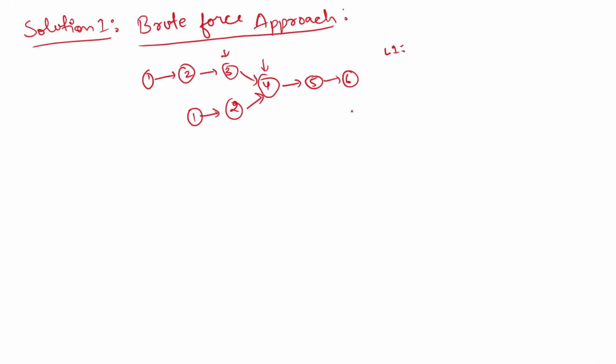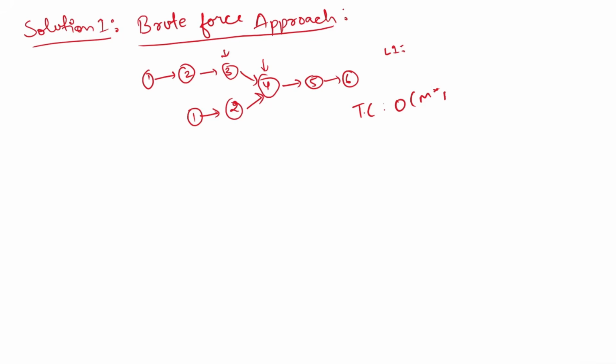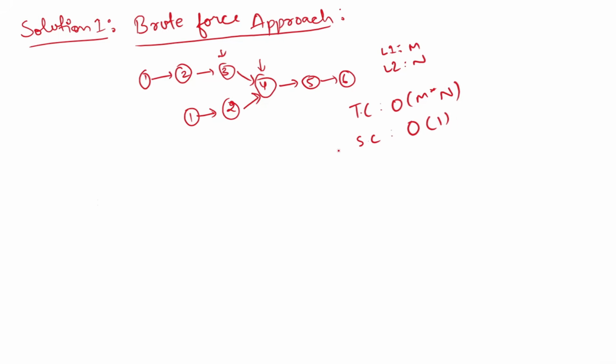So the time complexity of this solution will be of m into n. Let's say the length of the first list is m and the length of the second is n. So in this case the time complexity will be O(m times n), and because we are not using any extra space, the space complexity will be O(1). Now this is not the solution which the interviewer is looking for, so you have to give a better solution. Let's see the better solution.